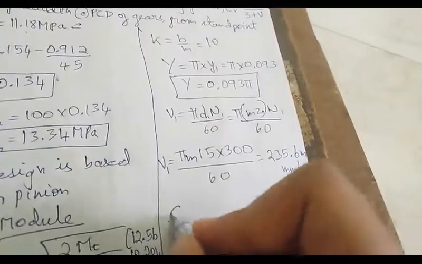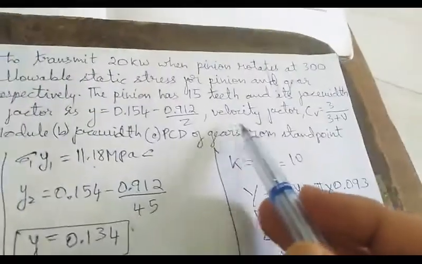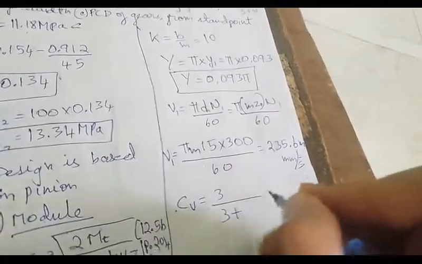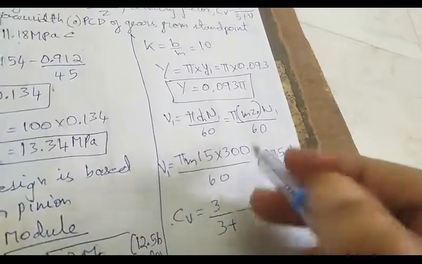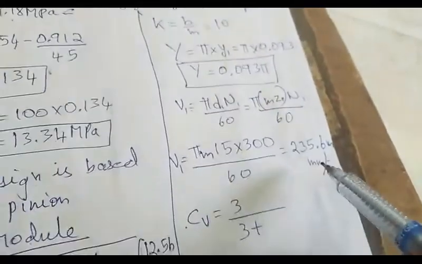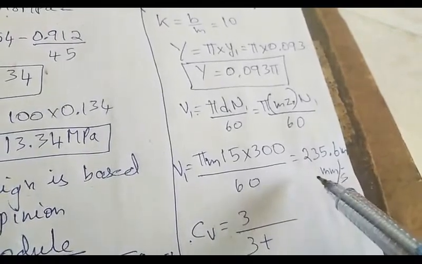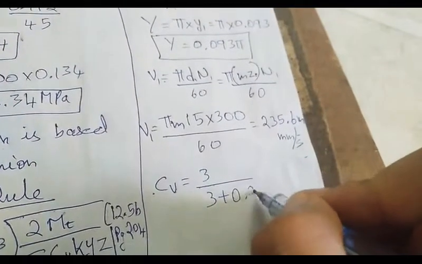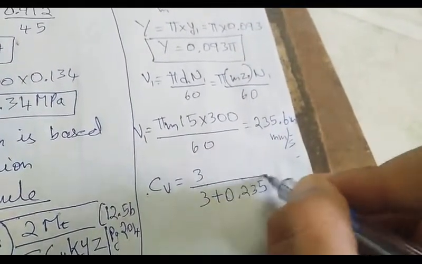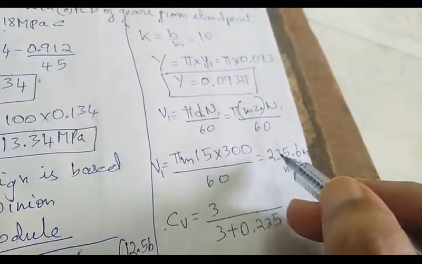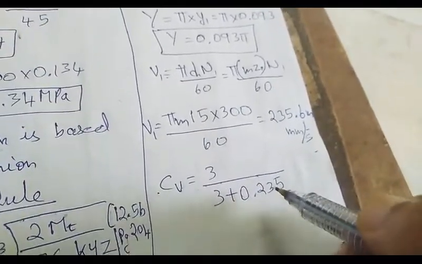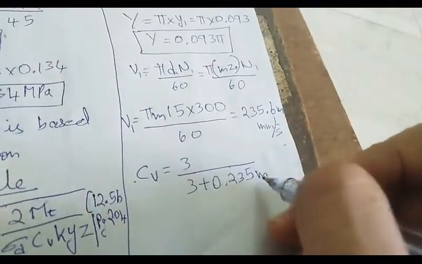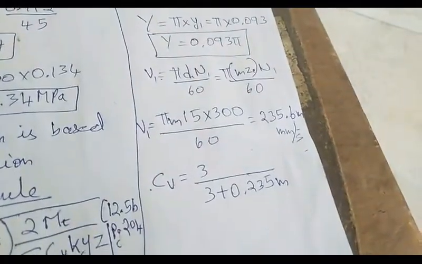Next we'll find the value of CV, the velocity factor. It is 3 divided by 3 plus v. Here they have given mm per second, so we shall convert it to meter per second. Dividing this value by 1000, we will get 0.235 m. So CV, the velocity factor, is in terms of m, because we are unaware of the module.